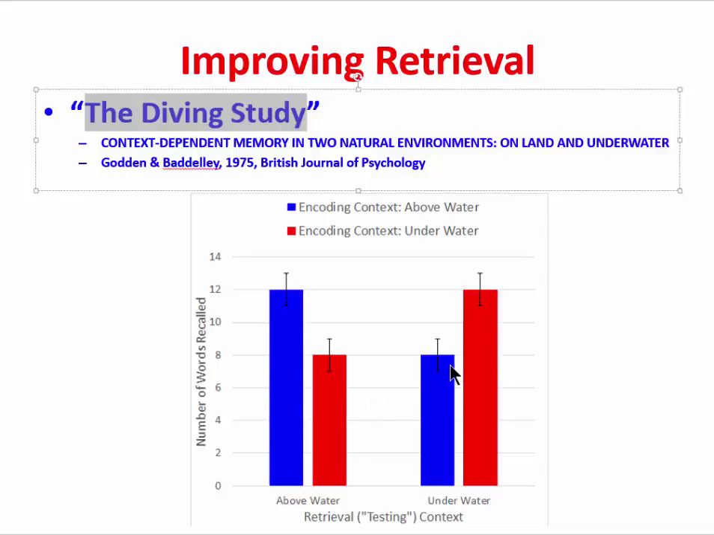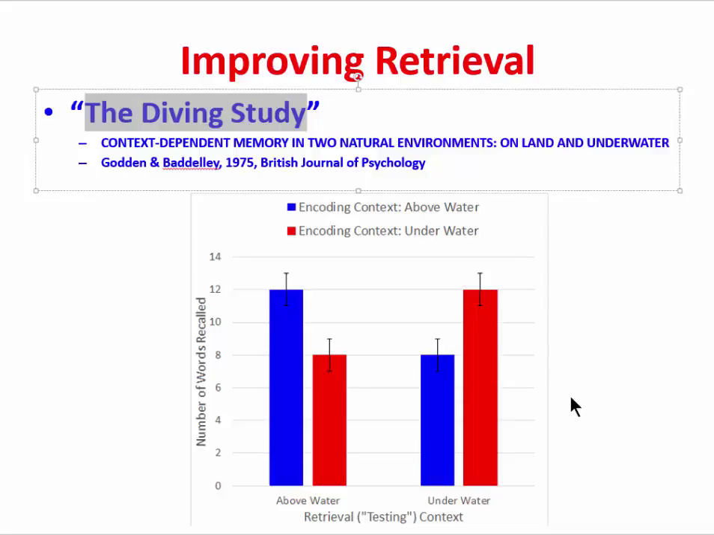Likewise, we get the complementary set of results over on the right side of this graph, where we now change the retrieval context to having the divers recall their words underwater. Some of those words, shown here in red, were encoded when the divers had gone underwater previously, but some of those words that they were asked to recall underwater had been initially encoded above water. And again, we see the complementary pattern. When there is a match for the encoding and retrieval context, we tend to get a very strong level of recall. When there's a mismatch, we have a reduced level of recall.